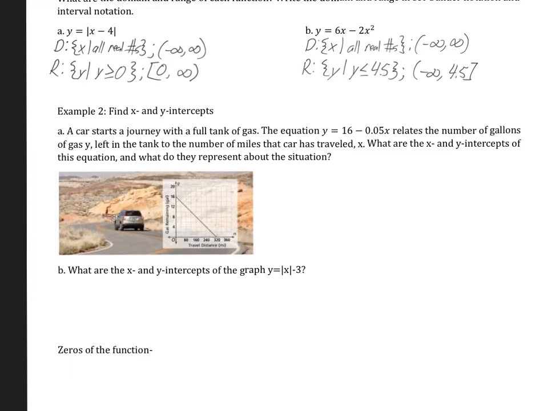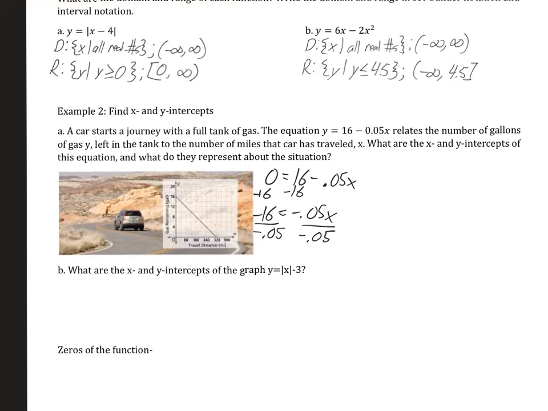Well, an intercept. If I'm looking for my x-intercept, isn't that where y just equals 0? So I'm going to say 0 equals 16 minus 0.05x. So let's go ahead and solve this. We're going to subtract the 16 from both sides. So we have negative 16 equals negative 0.05x. And then we're going to divide both sides by negative 0.05.